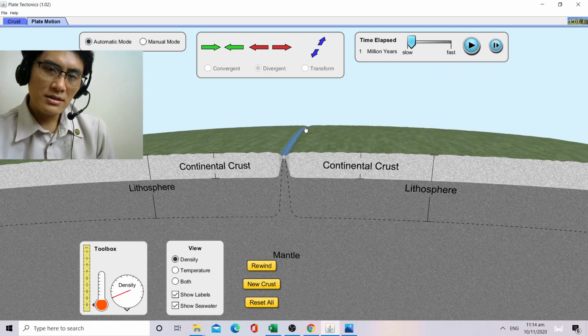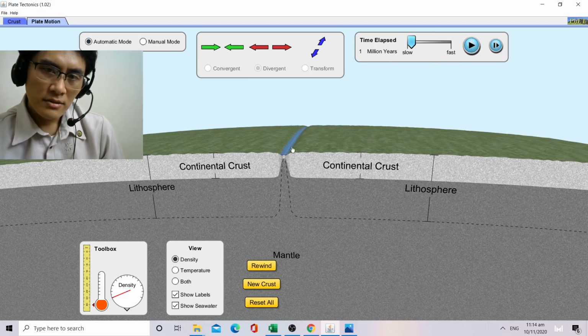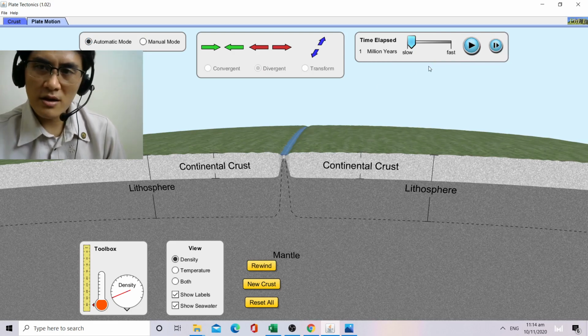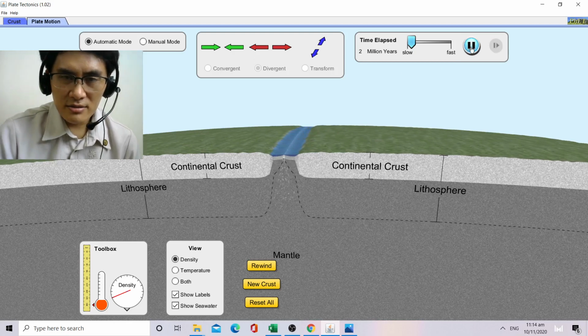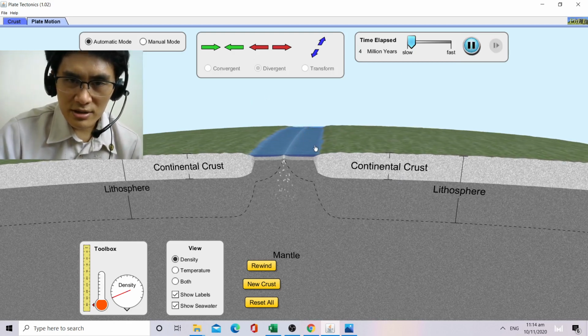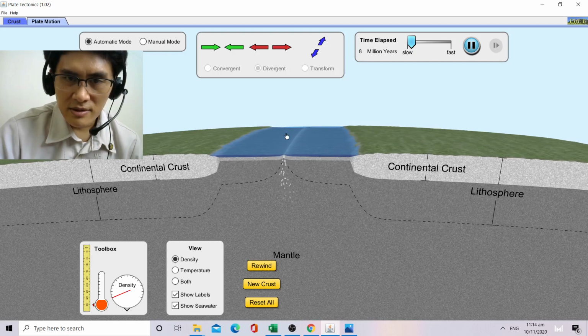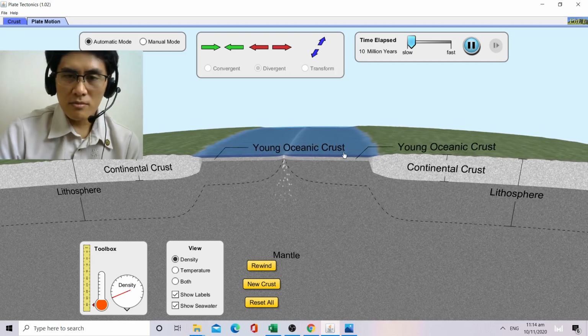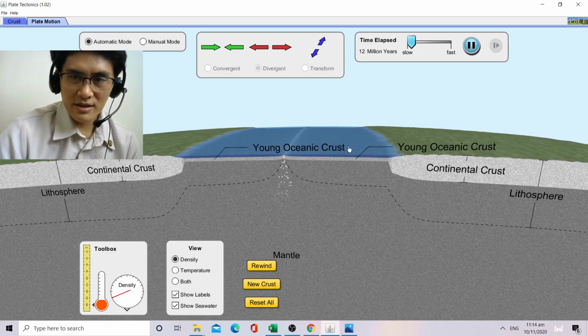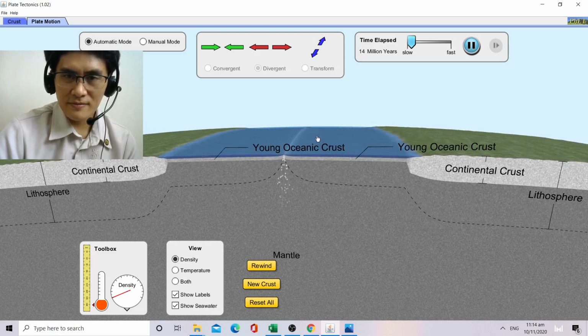So you notice there is this geological feature formed here, and then eventually, I hope you can see what is happening here, right? So you form an ocean at the center, right?